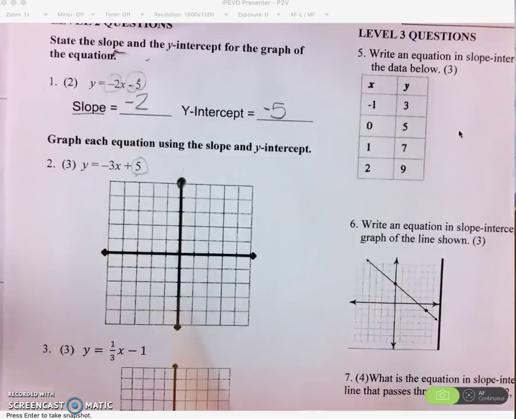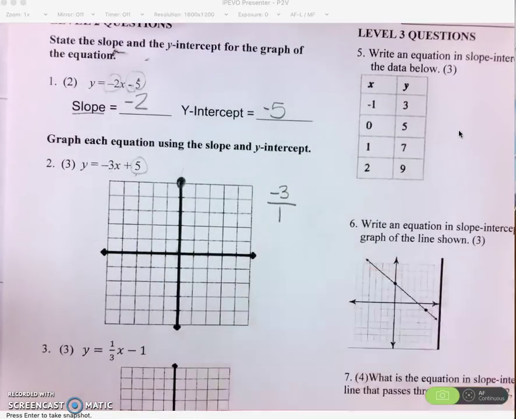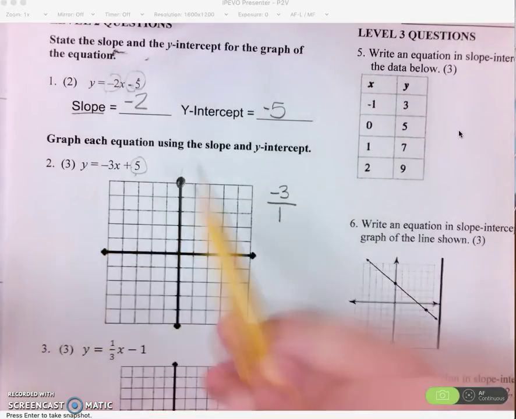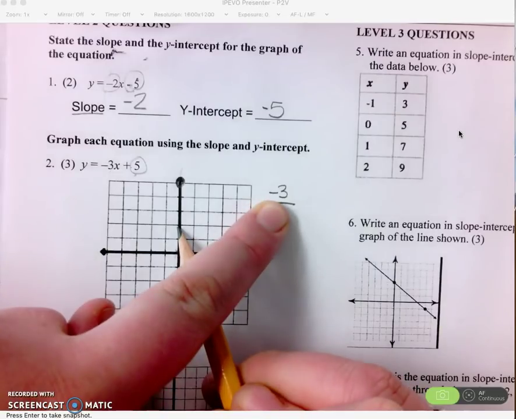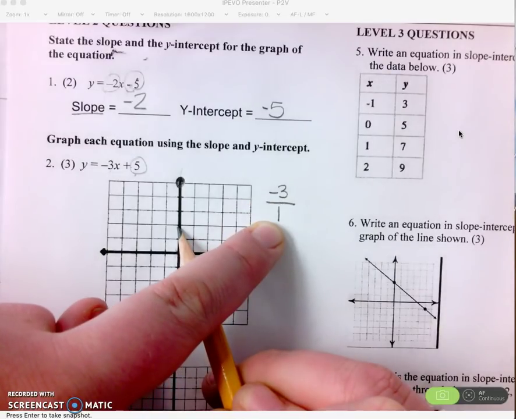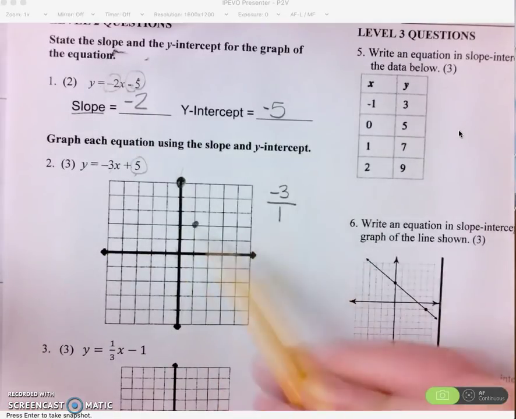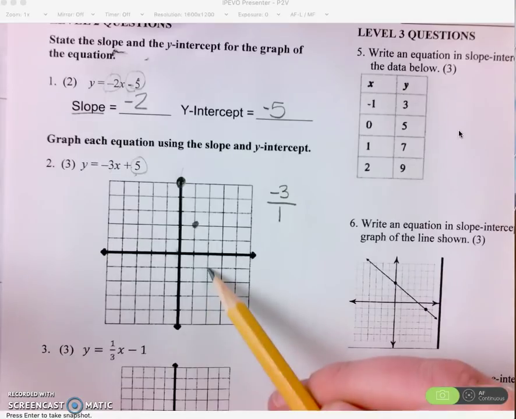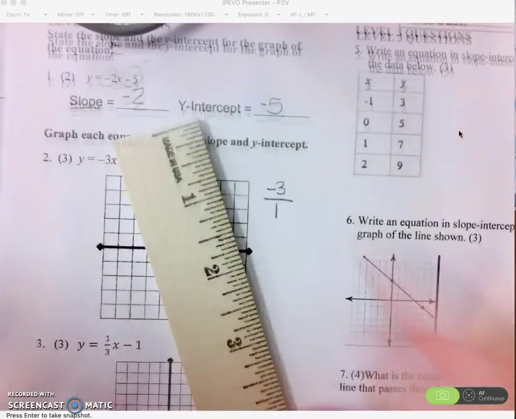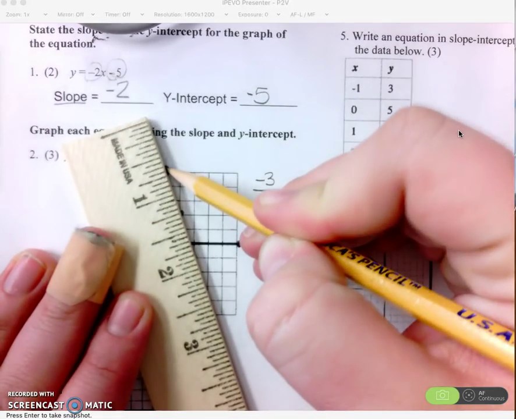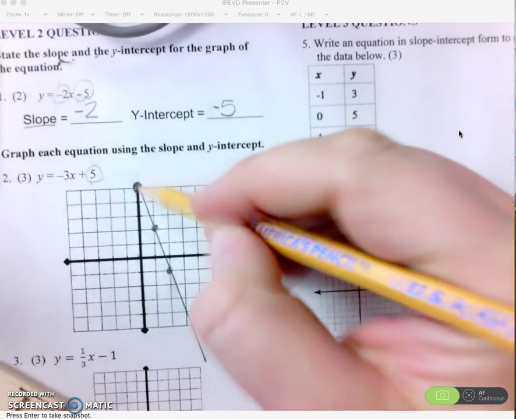Okay, and then I'm going to use the slope of -3. So remember, -3 over 1 is the same thing as -3. So here I'm going to go down 3, 1, 2, 3, whatever this top number is, and then my bottom number is 1. If it's positive, I go to the right. Okay, down 3, 1, 2, 3, over to the right once. Now I should use a straight edge and connect my dots. I could just connect my 2 dots and that should be good enough.